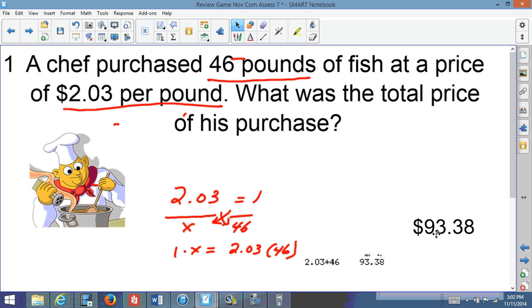So the total of his purchase was $93.38. So we did that by proportional reasoning. So it was a good way of dealing with it. So if you haven't seen my video on proportion, check it out. It's pretty good.